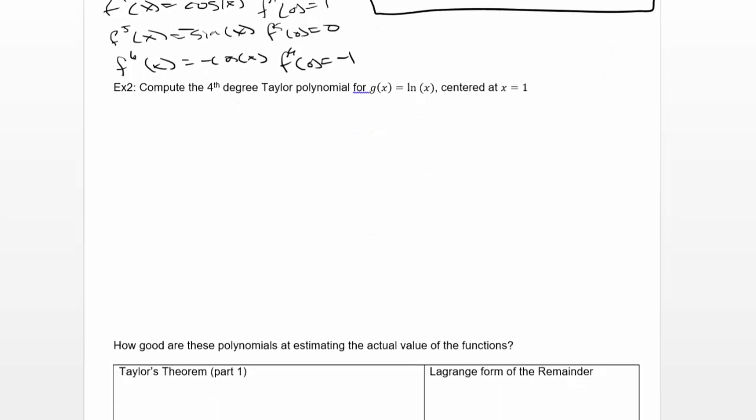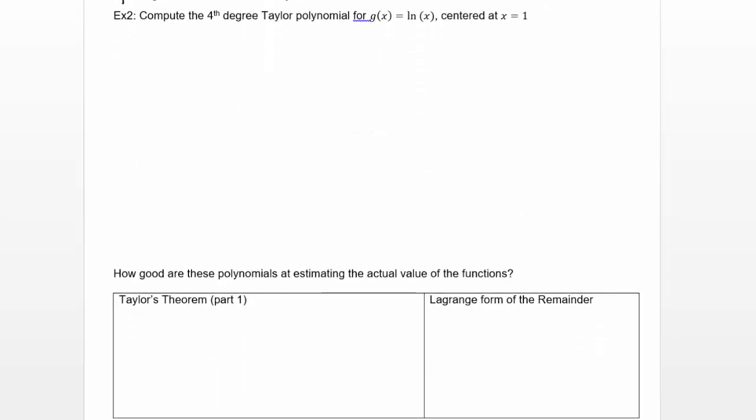Try this again, this time with a Taylor polynomial. So same game, just the center will not be 0, it'll be something else. In this case, the center is 1. 4th degree, so we're going to go until we get to the x to the 4th power. And our function is the natural log of x. So let's see. The function's value at the center, so I'll plug in c, in this case it's 1. The natural log of 1 is 0.